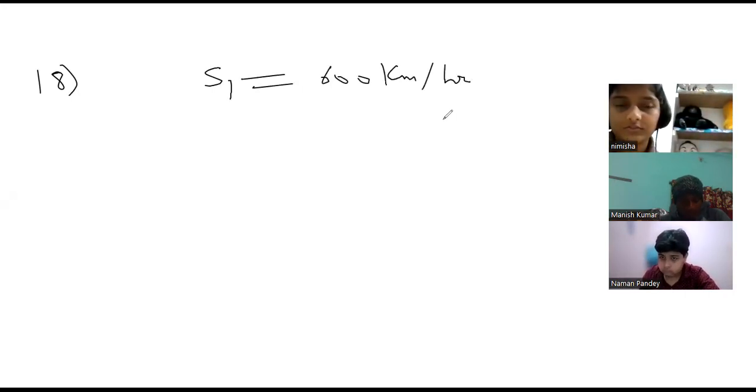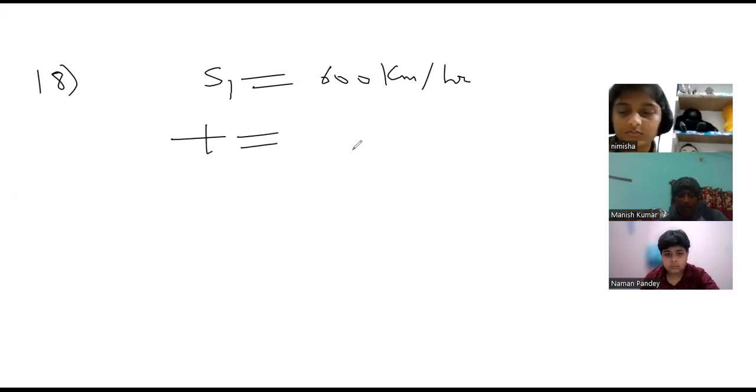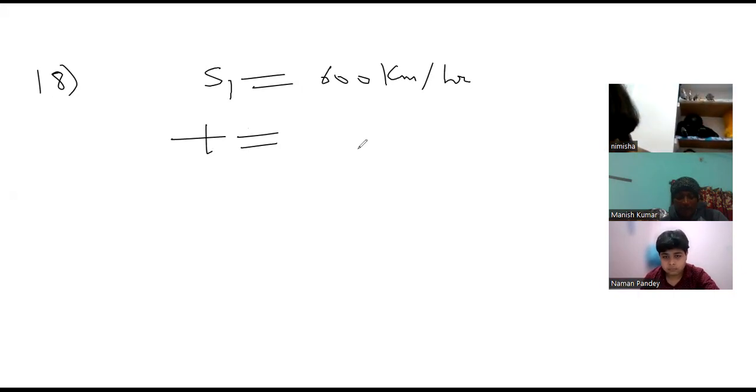Swapna traveled by plane at an average speed of this. The plane left the airport at 1300 hours and reached the destination at 15:45. Means you have been given the time taken. How much time has been taken? At 13 hours it started, and at 15:45 it arrived, means 2 hours and 45 minutes.